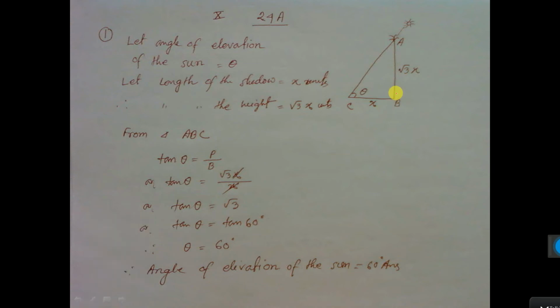This triangle is a right angle triangle. This angle is perpendicular, and this side is perpendicular and this side is base. Now if we take triangle ACB, then tan equals perpendicular by base. So tan theta equals perpendicular by base.